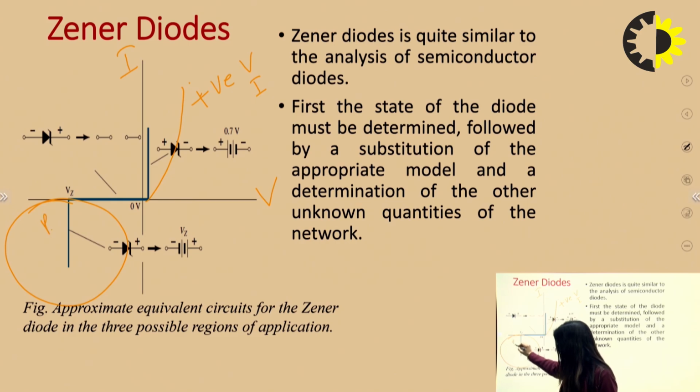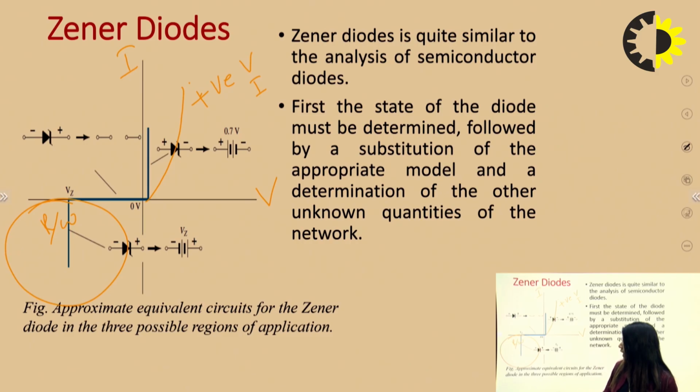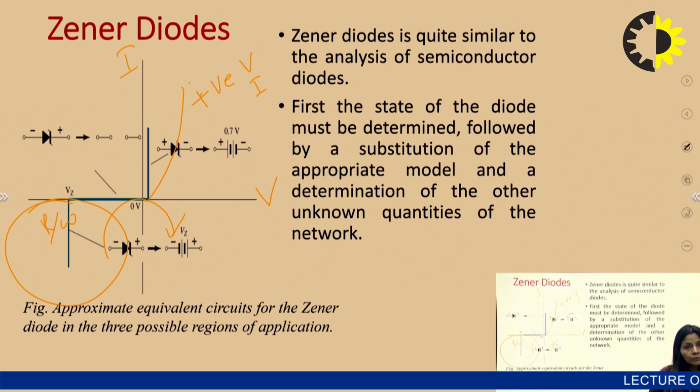The third quadrant region is the reverse biased region, and after Vz the Zener diode turns into a battery of Vz with the reverse polarity. That is the main point which we need to understand. For forward biasing, the Zener diode is just behaving as a normal junction diode, and in the reverse bias condition, if the reverse voltage goes beyond Vz, the Zener voltage, then it becomes a battery of Vz with reverse polarity, right?